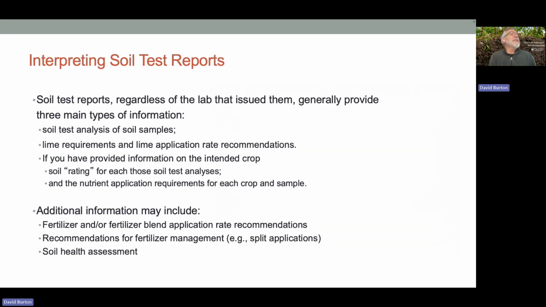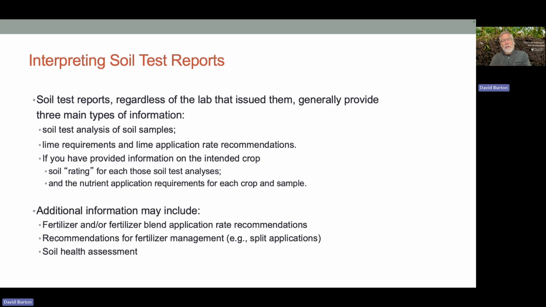So in terms of interpreting these soil test reports, there's certain amounts of constant information that these reports provide. They provide analysis of the sample, so they provide you with the actual results. In most cases, they'll actually make a lime recommendation. One of the biggest issues that we have in Atlantic Canada is that many of our soils are acidic, and the pH value of those soils is interfering with nutrient availability. I'm going to talk about that next week when I talk about managing pH in soils. So oftentimes there'll be a lime recommendation.